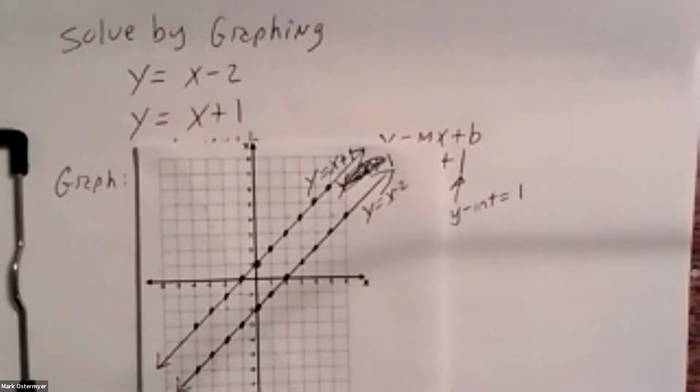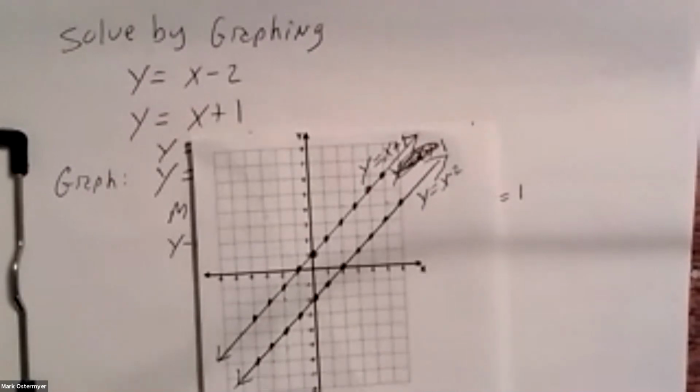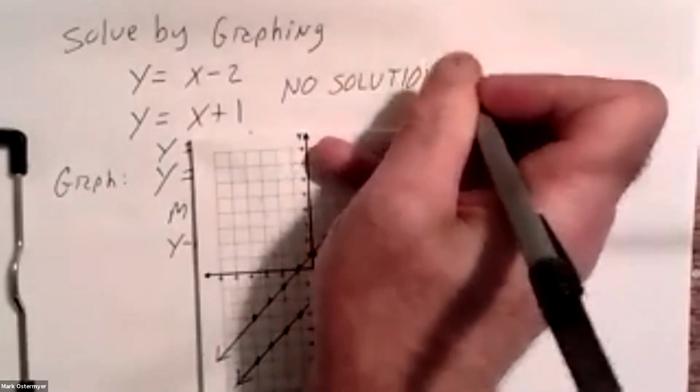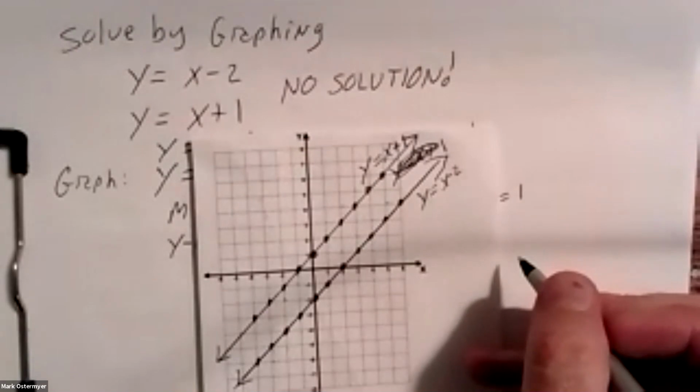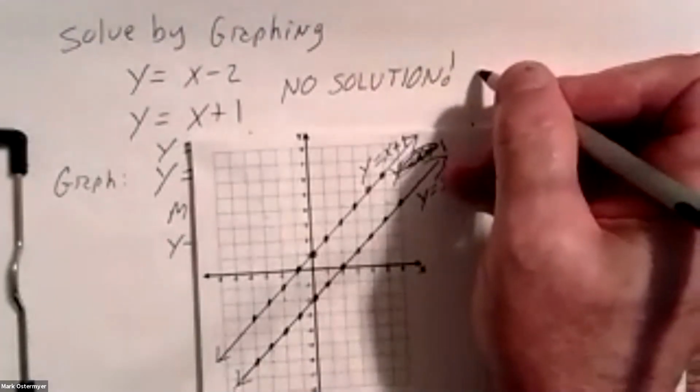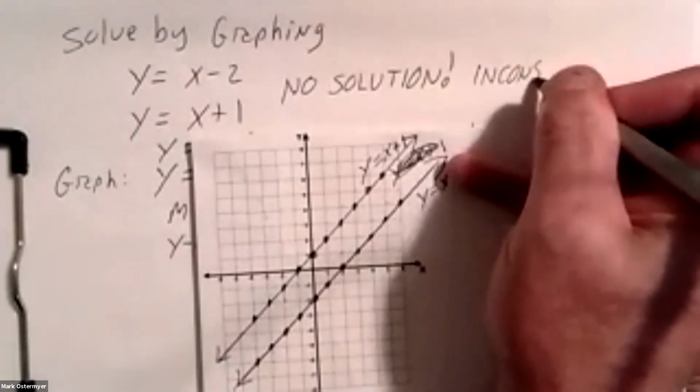Ladies and gentlemen, do these lines intersect anywhere? Are those lines going to intersect? Do they share a common point? No. So the answer to this system is, there would be what? No solution. There's no solution to the system. There is no ordered pair that satisfies both equations simultaneously. We call this a what? Inconsistent system. Inconsistent.